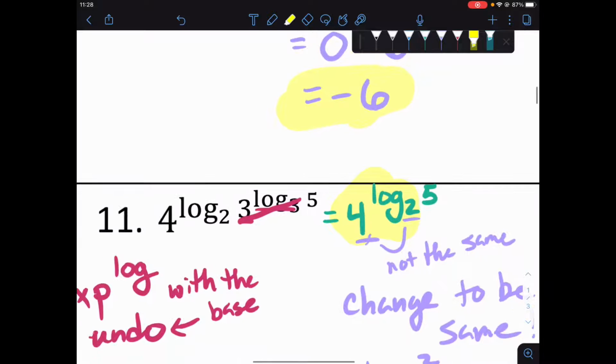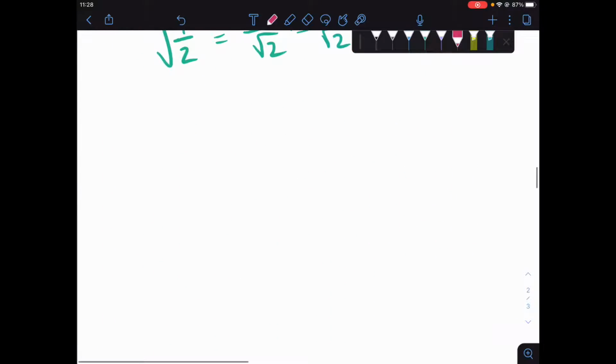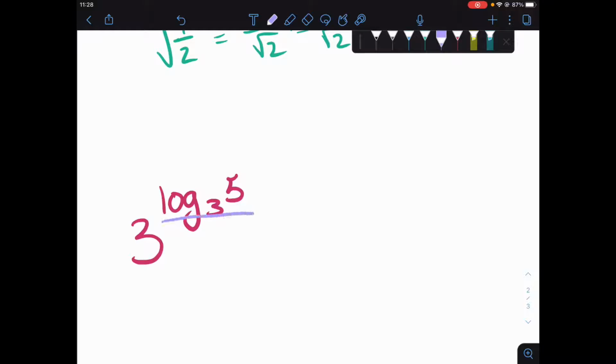Let me see if I can explain that another way. Let's take a second and look at just this, 3 to the log base 3 of 5. And then we're going to take a second and just look at log base 3 of 5. So log base 3 of 5 is equal to something, right? So let's replace this with that question mark. This is 3 to the something power, right? But what is that something? That something is the power of 3 that gives us 5, right?